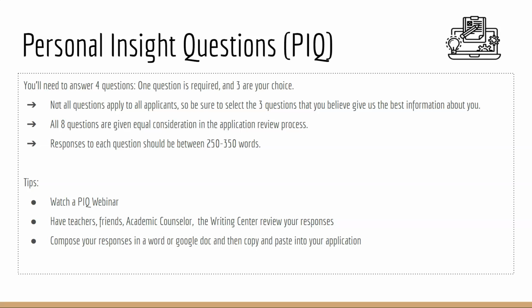Personal insight questions, or PIQs, are much shorter than typical essays, but are still an important part of the UC application process. You'll need to provide answers for 4 of the 8 PIQs. 1 is pre-selected, and then you choose the other 3. Responses are short, between 250 to 350 words each. Writing your PIQs can take some time, so make sure to compose the responses in a separate Google Doc and copy and paste into the application later.